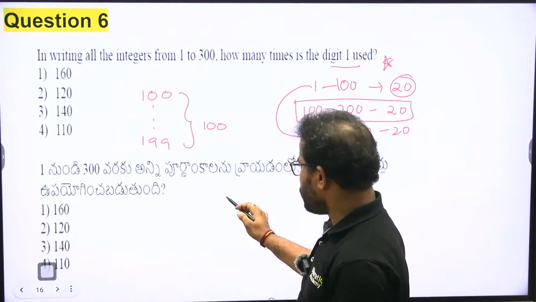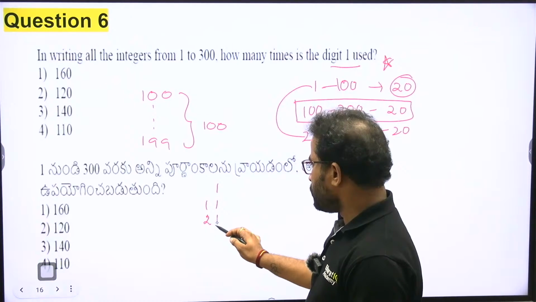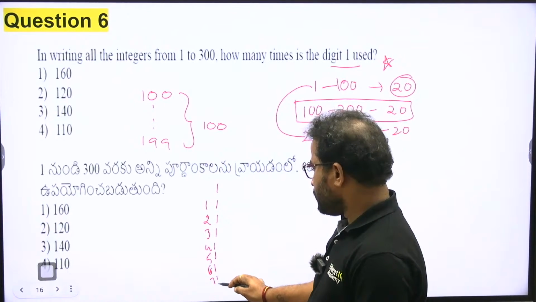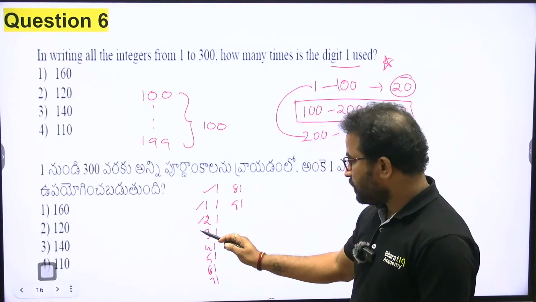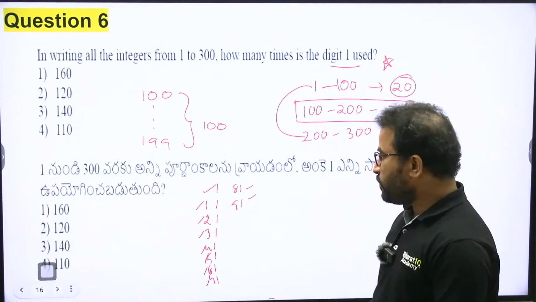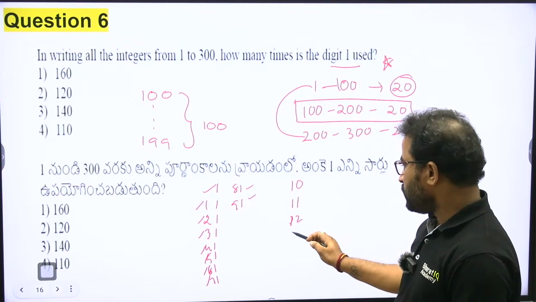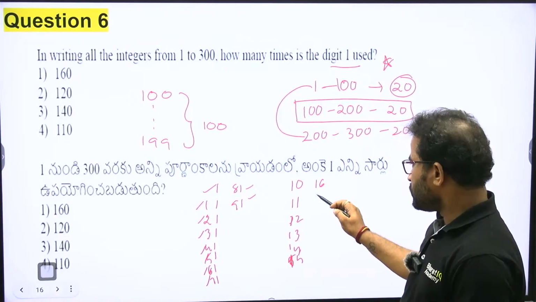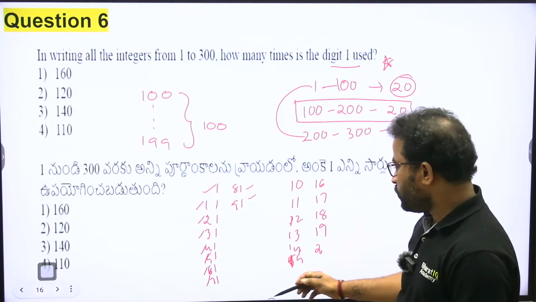Look at how to check this. For example, from 1 to 100, the unit digit 1 appears in 1, next 11, 21, 31, 41, 51, 61, 71, 81, 91. How many times? 1, 2, 3, 4, 5, 6, 7, 8, 9, 10, from the unit digit point of view. From the tens digit point of view, it is 10, 11, 12, 13, 14, 15, 16, 17, 18, 19. Up to 19 you can work it out.